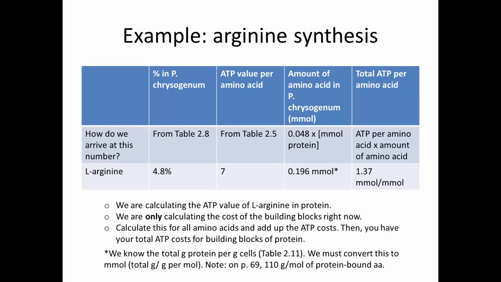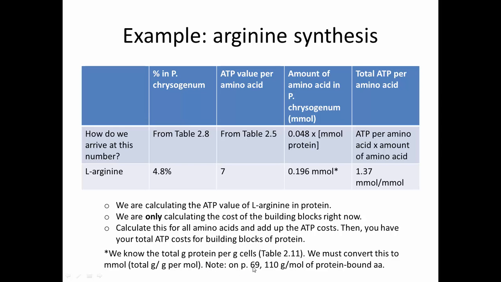Well, let's look at an example here. Say we take arginine synthesis. So arginine, from table 2.8, we can learn that it makes up 4.8% of the total protein. The ATP value per arginine is 7 ATP to make arginine. So the amount of amino acid in Penicillium chrysogenum is about 0.196 millimole. And we should note, with this column here, we know the total gram of protein per gram of cells from table 2.11. You must convert this to moles or millimoles.